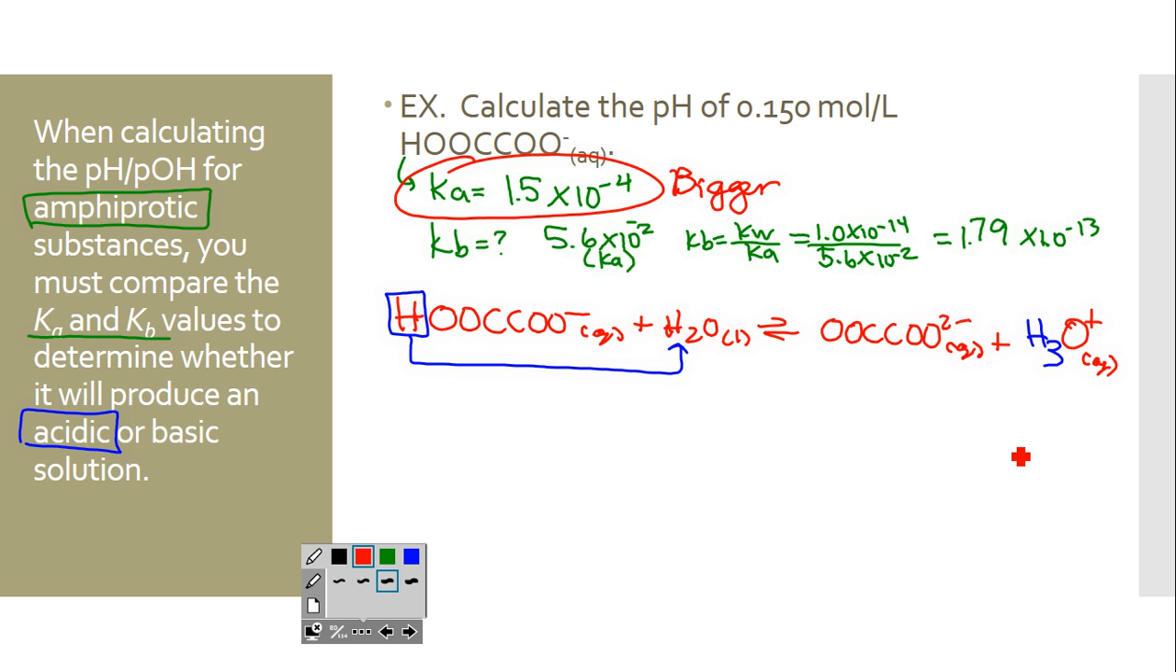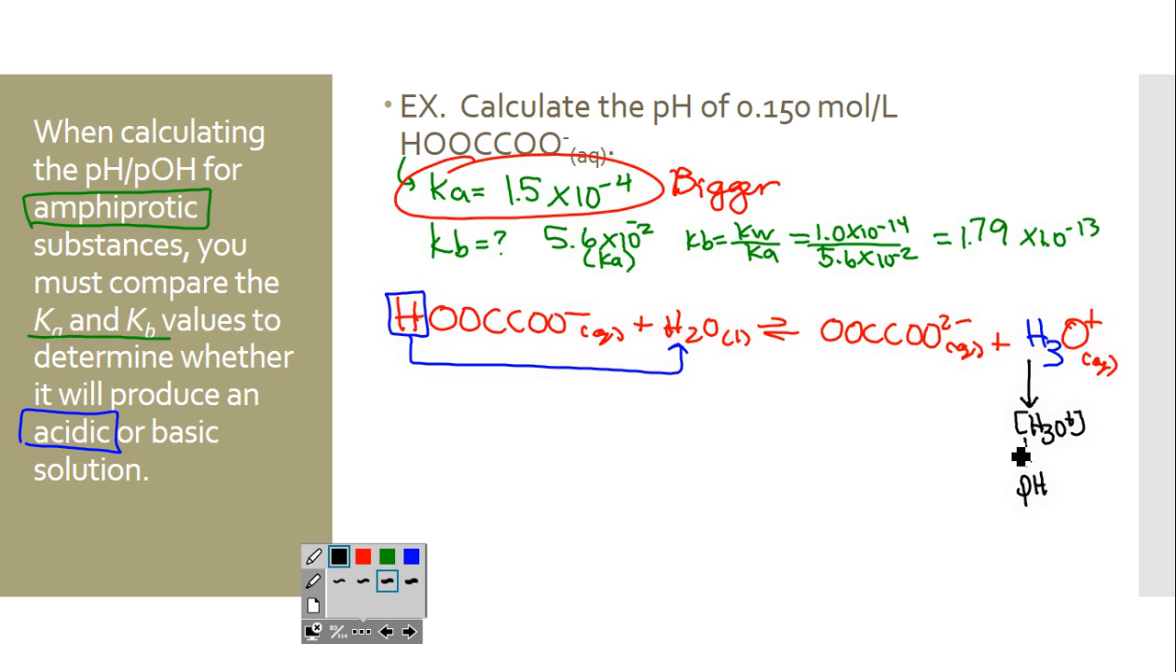Everyone's good there? So now we've got to figure out the pH of this solution. Now what do we have? We have a weak acid, same thing we did in lesson 7. So I need to figure out the concentration of hydronium so that I can figure out the pH. That's my goal.